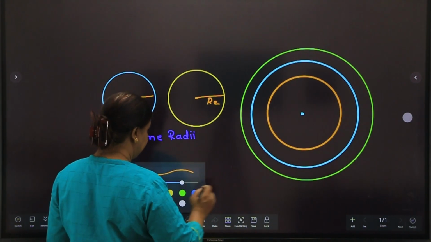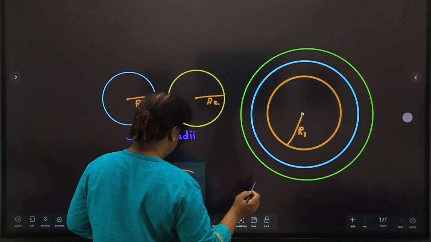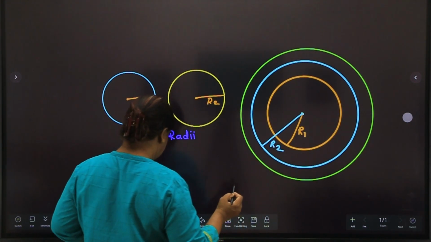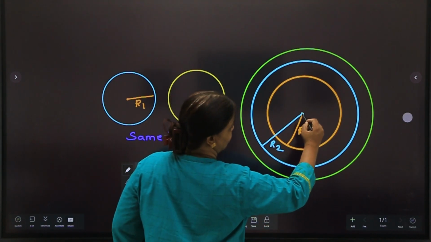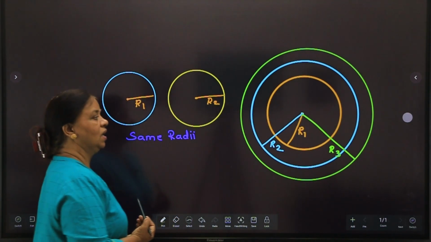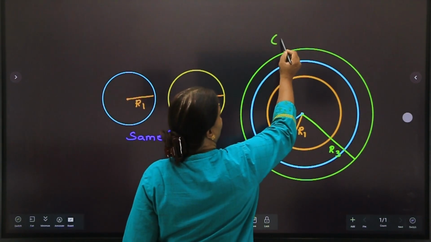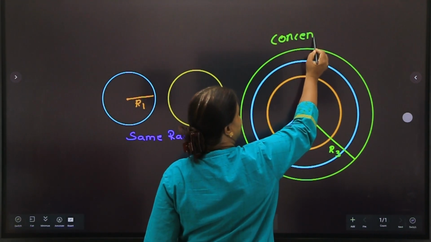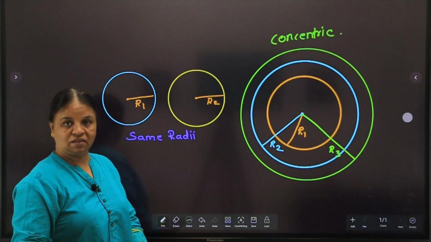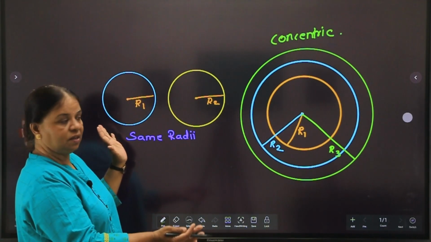So the radius of this circle is R1, the radius of another circle is R2, and the radius of the third circle is R3. They have the same center. They are called concentric circles. Concentric means they are having the same center. These two circles are of the same radii but are two different circles, and their radii are equal.